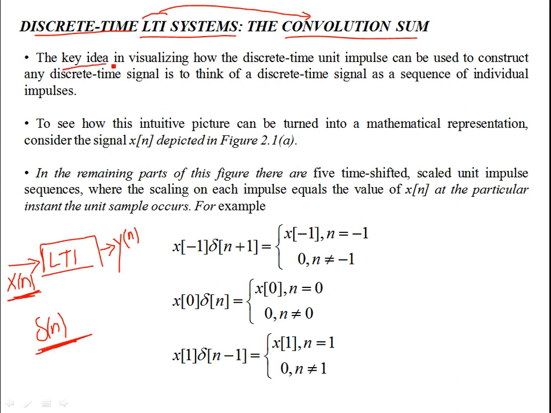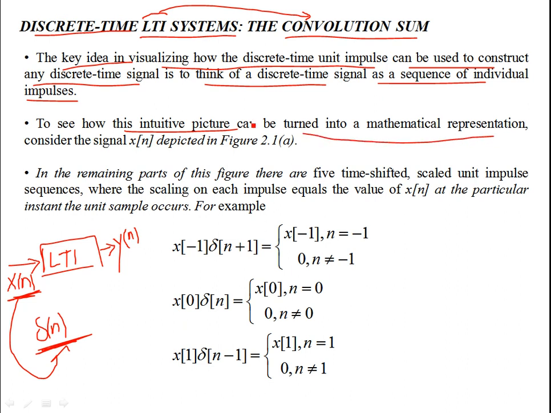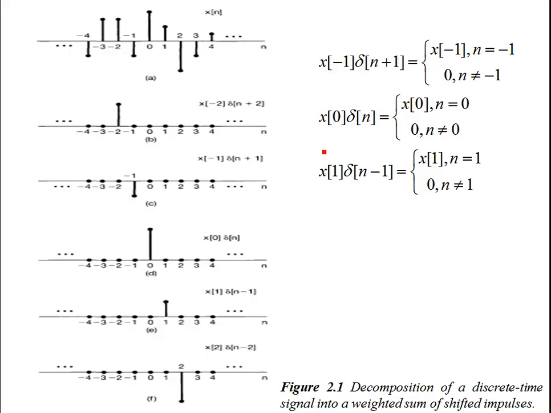The key idea in visualizing how a discrete time unit impulse can construct any discrete time signal is to think of a discrete time signal as a sequence of individual impulses. Any sequence x of n can be expressed in terms of the discrete time impulse delta of n. To see how this intuitive picture can be turned into a mathematical representation, let's consider the signal x of n depicted in figure 2.1a. This figure is shown over here.